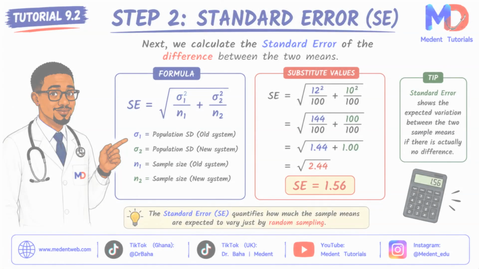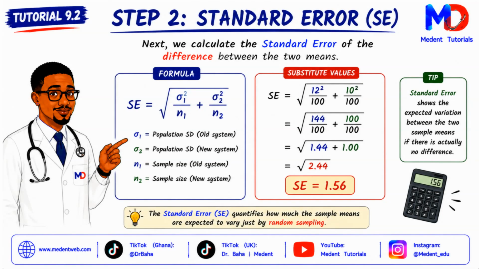So 12 squared divided by 100 equals 1.44. 10 squared divided by 100 equals 1. Adding these gives 2.44. Taking the square root gives a standard error of 1.56. So try and do it on your calculator.